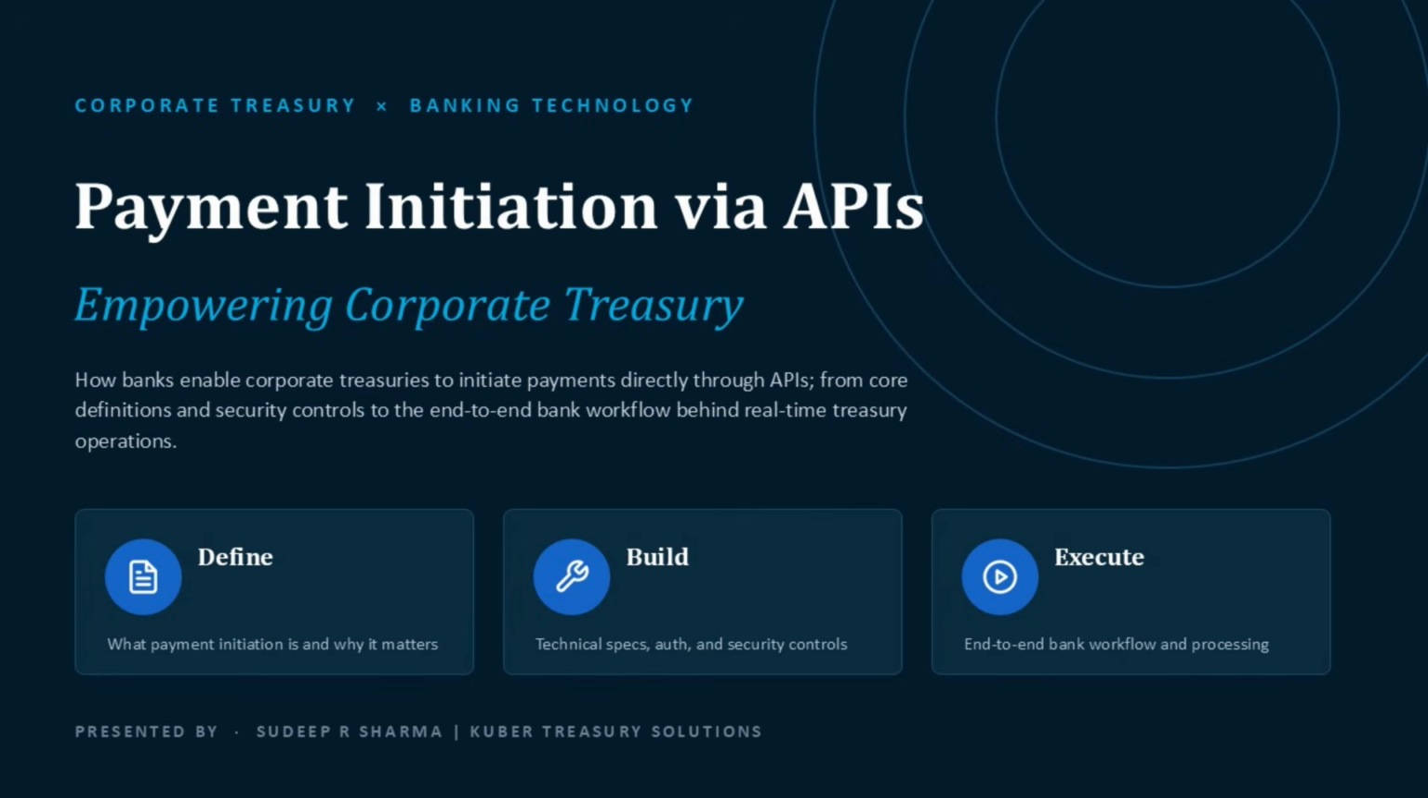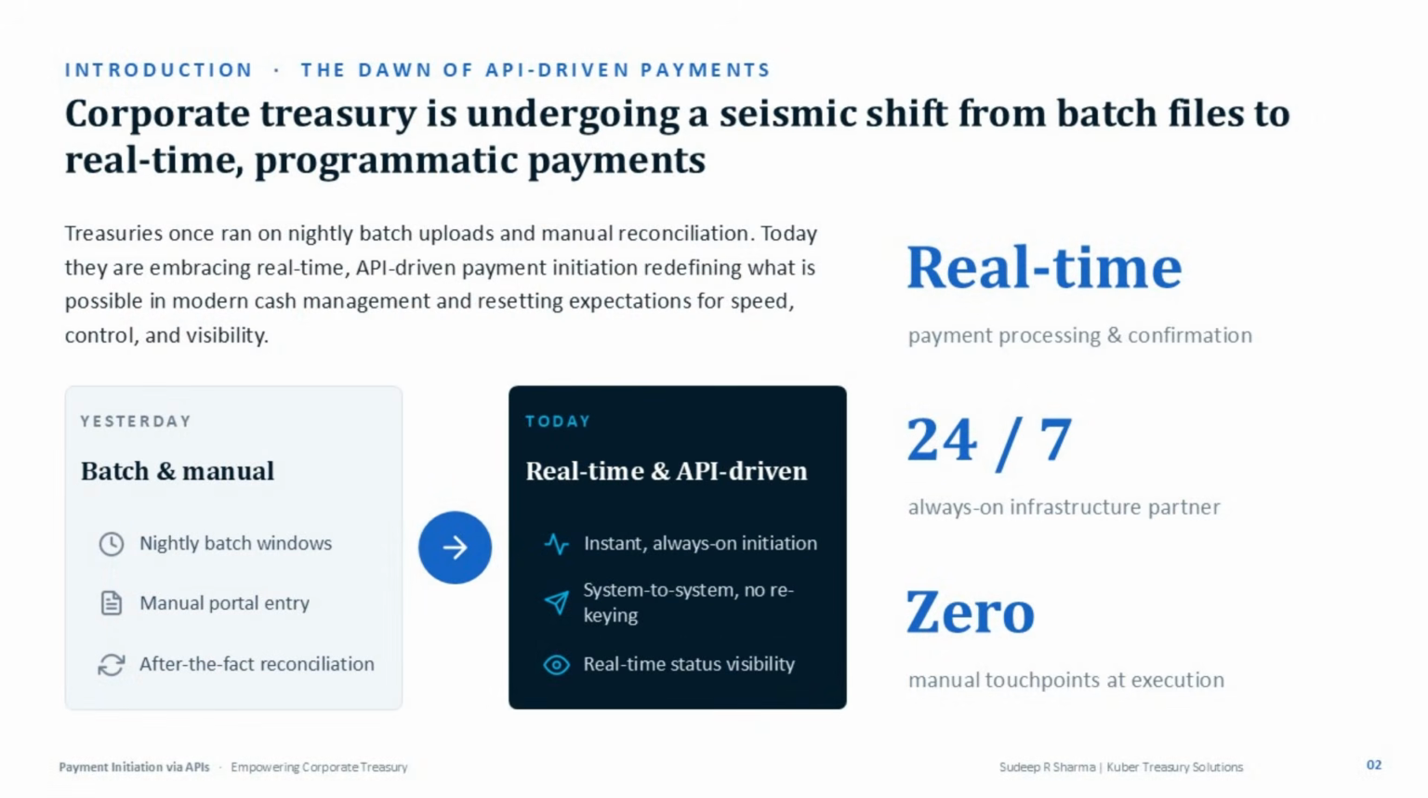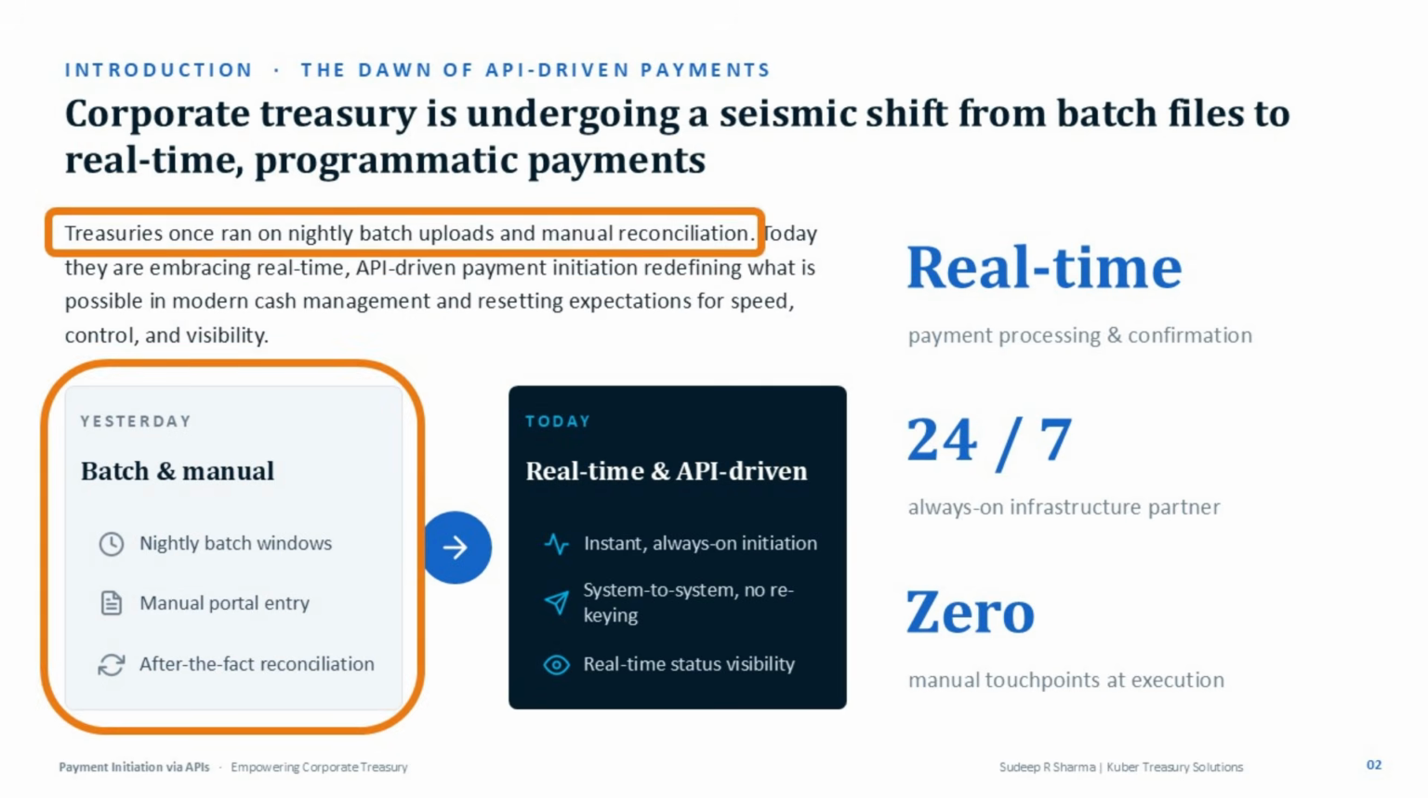So before we talk about how API payments work, let's first look at why companies are moving in this direction. Okay. So for many years, companies used more manual and batch-based ways to send payments to their banks. A treasury team might create a payment file, wait for a certain processing time, upload the file, or log into a bank portal and enter or approve the payment, right?